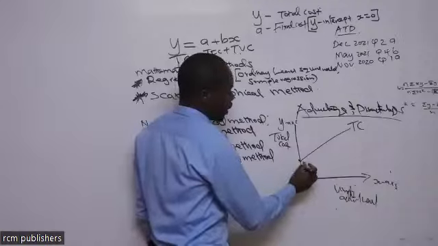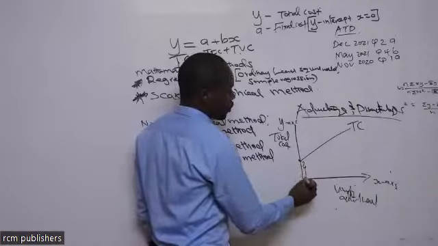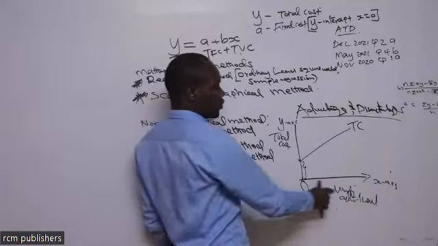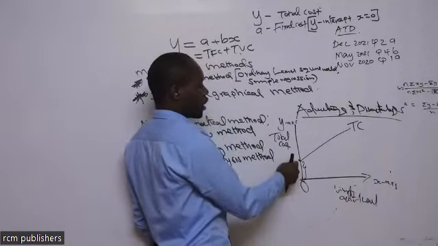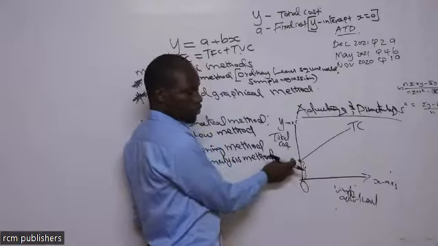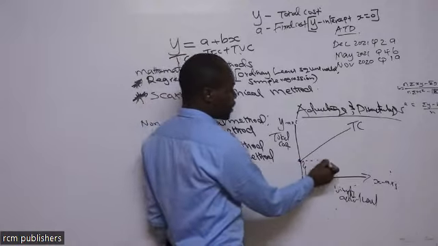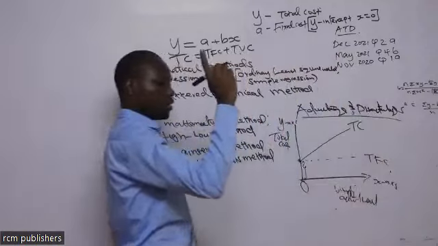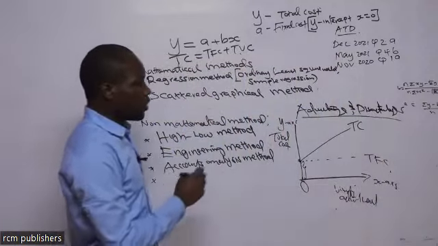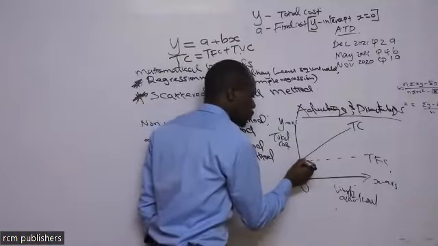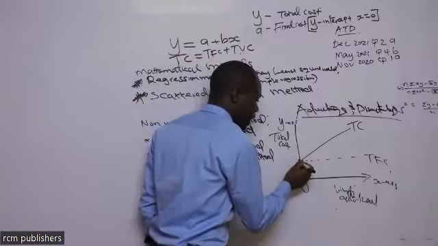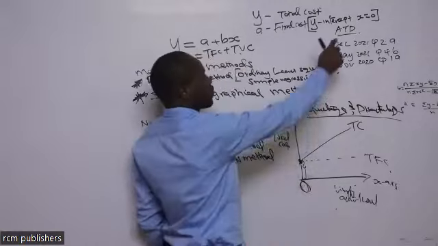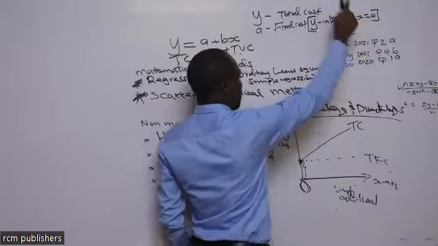So this region here, I've produced 0 units. But already I have incurred some total cost. This total cost at this particular point is the total fixed cost. And where is my y-intercept? The y-intercept is where this curve is crossing the y-axis at this point. What is the value of x? It is 0. And that's what I'm trying to explain up here.